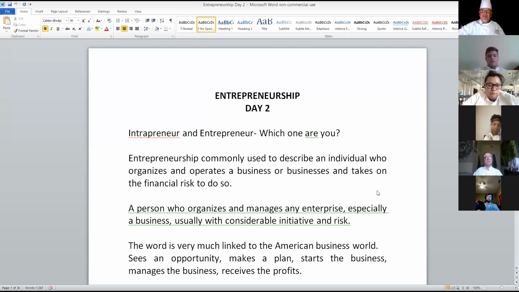So, which one are you? Are you an intrapreneur or entrepreneur? What's the difference? Entrepreneurship is commonly used to describe an individual who organizes and operates a business or businesses and takes on the financial risk to do so.